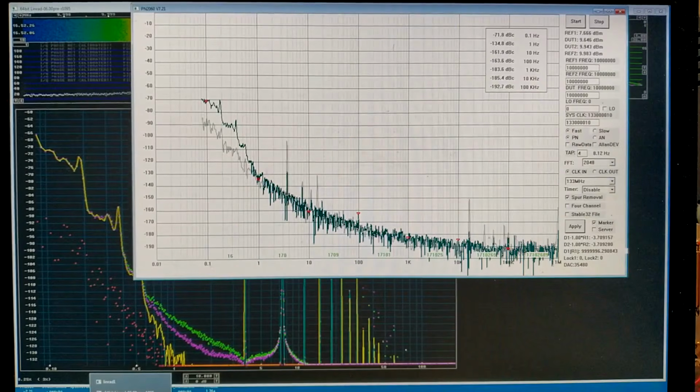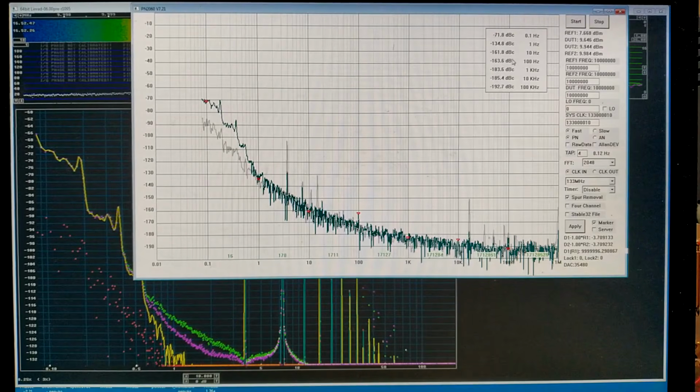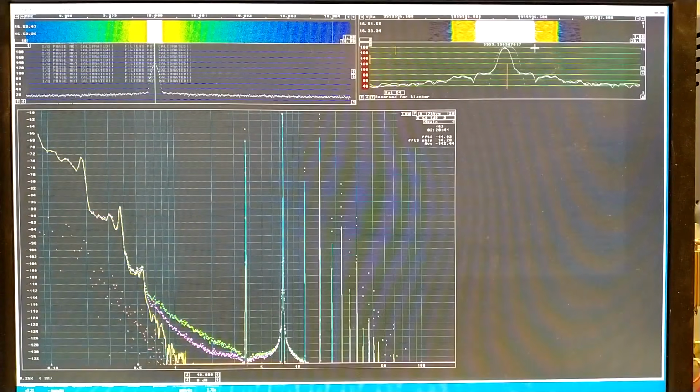The PM2060 and Linrad show the same thing. A lot of noise below 1 Hz offset, and there is some structure in the noise. Maybe it is better seen if I go for the spectrum.